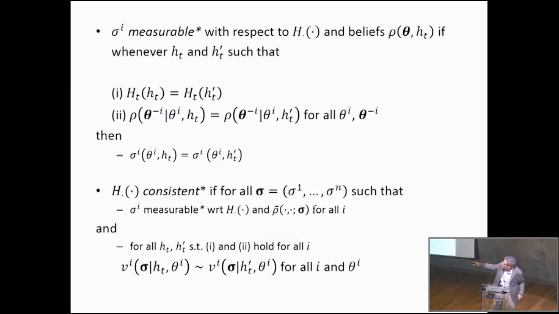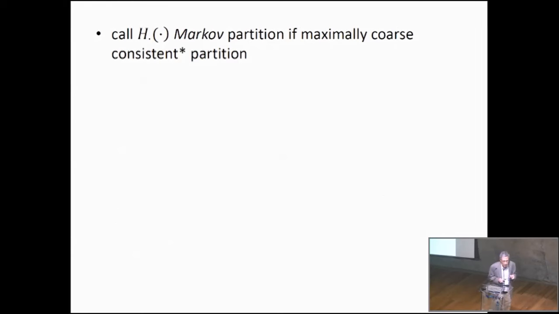We'll say that a partition is consistent with respect to the true beliefs if whenever other players are making their strategies measurable with respect to their partitions, player I can safely do the same. So player I's decision problem is the same after HT and HT prime. So far everything is as analogous to the complete information case as could possibly be expected. This is an obvious generalization. And we can once again define a Markov partition as the maximally coarse consistent partition.